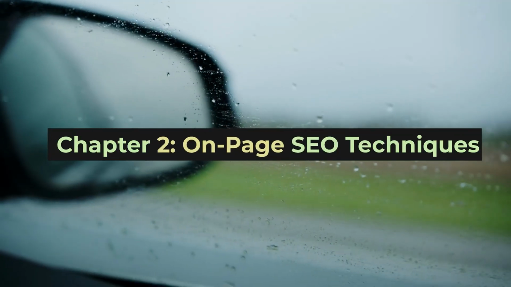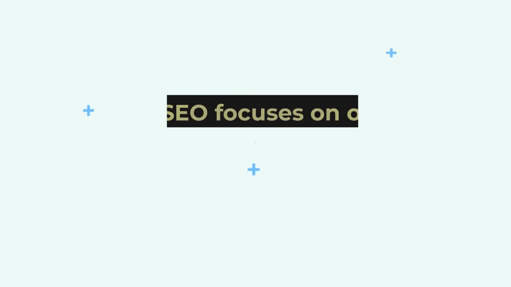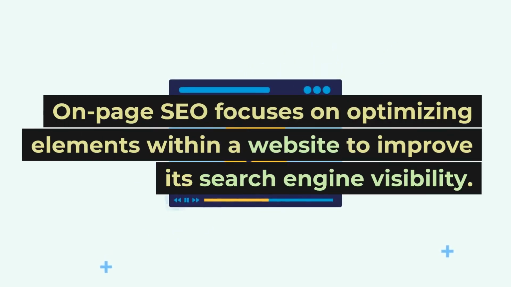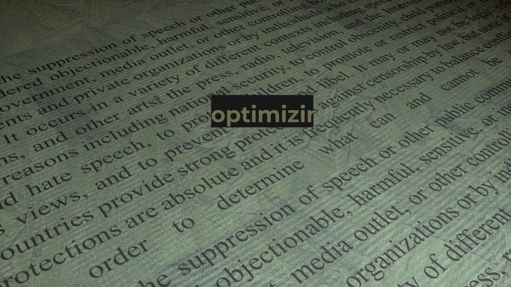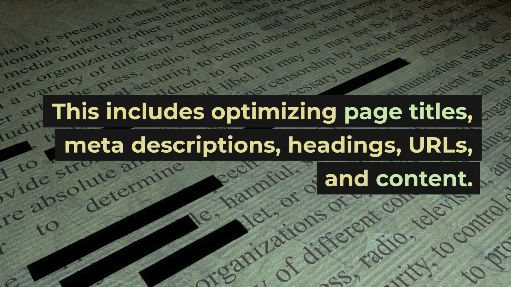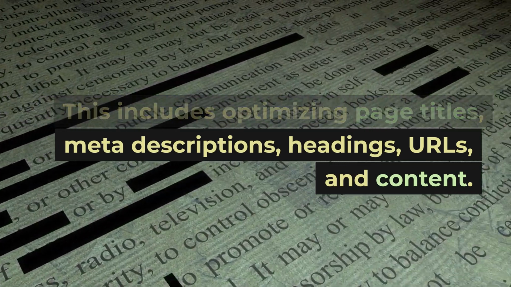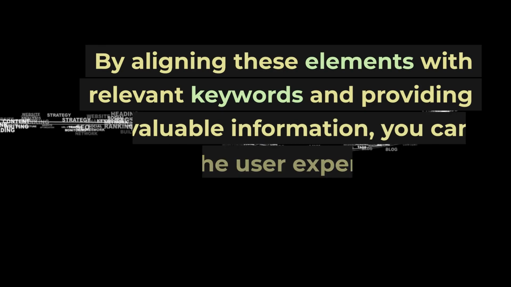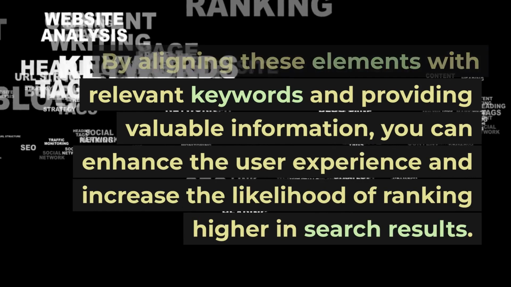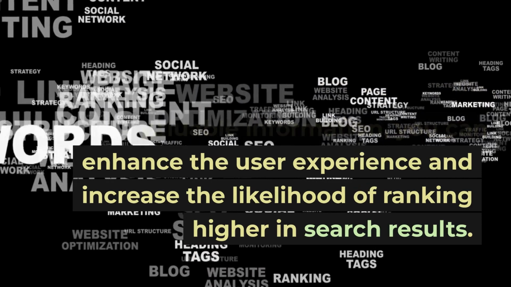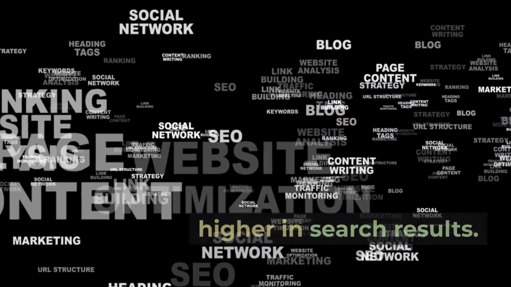Chapter 2. On-Page SEO Techniques. On-Page SEO focuses on optimizing elements within a website to improve its search engine visibility. This includes optimizing page titles, meta descriptions, headings, URLs, and content. By aligning these elements with relevant keywords and providing valuable information, you can enhance the user experience and increase the likelihood of ranking higher in search results.